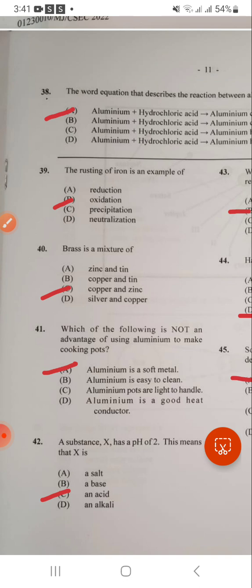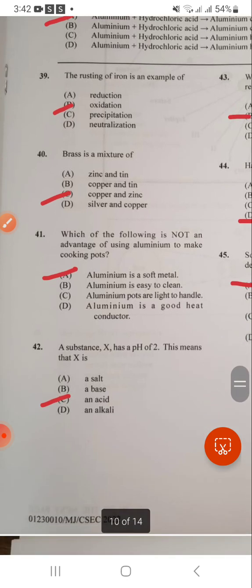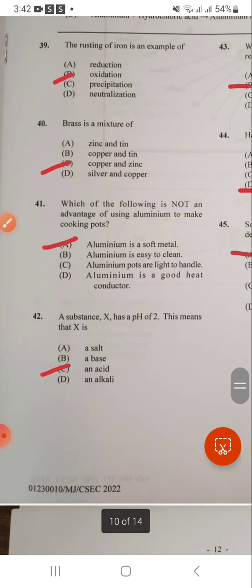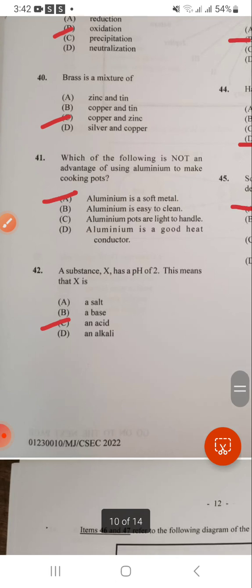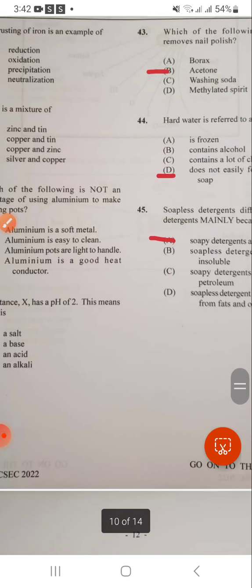Question number 40. Brass is a mixture of copper and zinc. C. Question number 41. Which of the following is not an advantage of using aluminum to make cooking pots? Which is not an advantage, that is aluminum is a soft metal, that is A. 42. A substance X has a pH of 2. This means X is an acid.